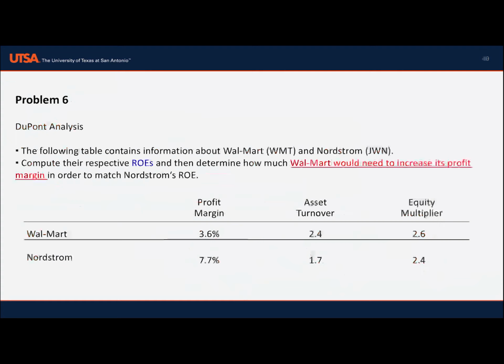So let's solve a problem. Problem 6. The following table contains information about Walmart and Nordstrom. Compute their respective return on equities and then determine how much Walmart will need to increase its profit margin in order to match Nordstrom's return on equity. So we have profit margin, asset turnover, and equity multiplier for each company.